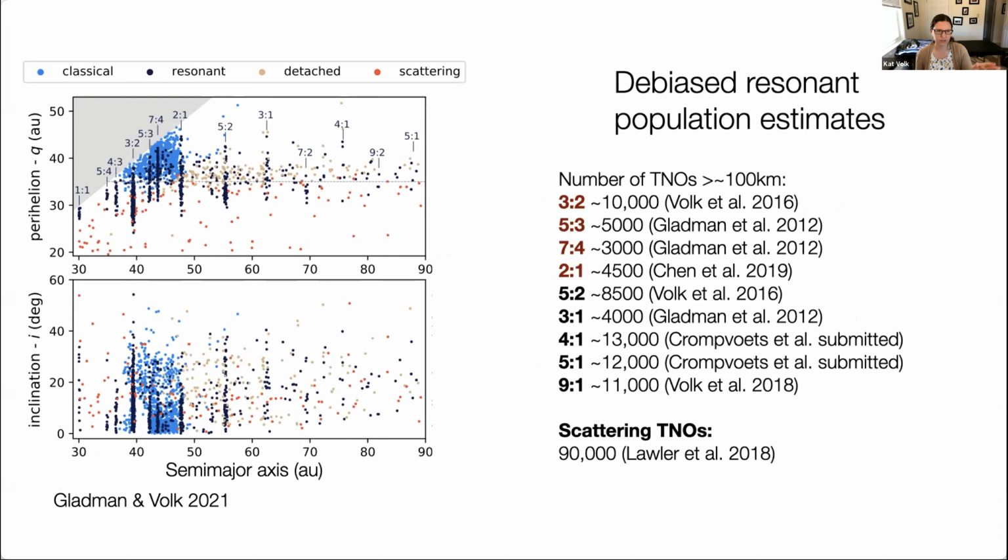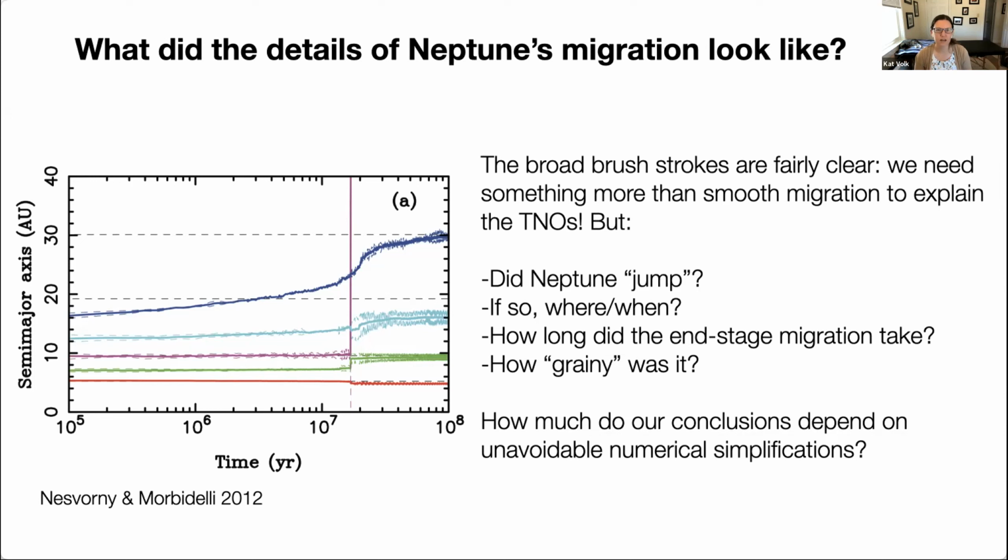This is one of the things that's been proposed, for example, to explain that kernel that I showed earlier, that really high density area of low e, low i classical TNOs. So that's one plausible explanation for such a distinctive feature. But if Neptune did jump, where in its semi-major axis evolution did it jump? When did that happen? Then how long after that did it take Neptune to slowly end up at its final position? Because we do need some portion of smooth migration, we think, to explain the features we're seeing.